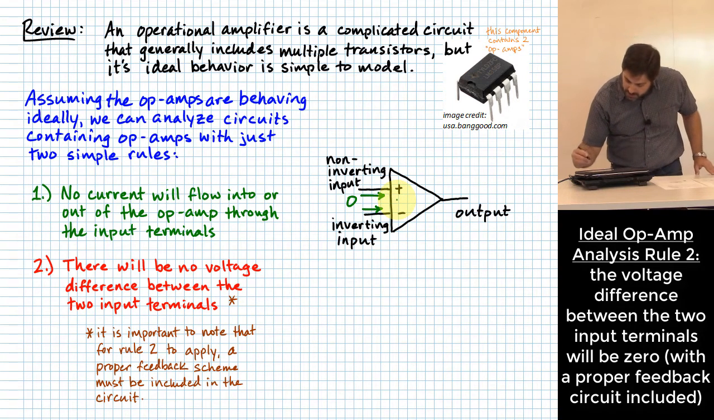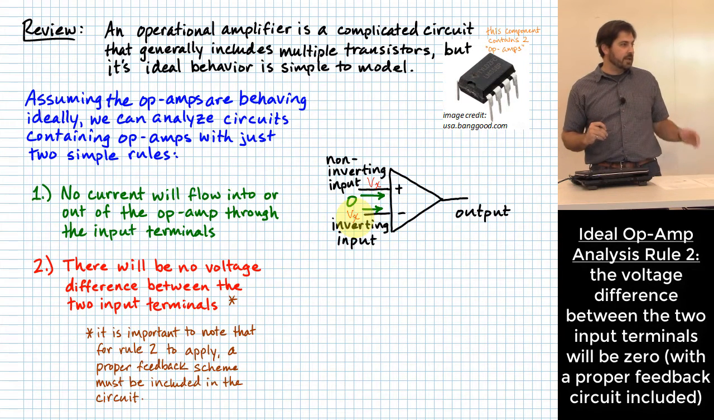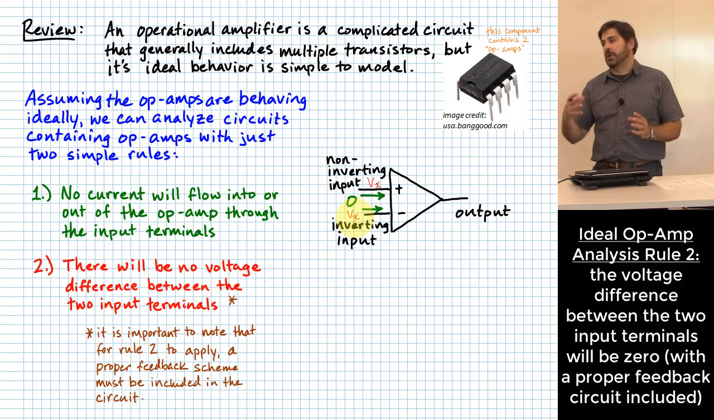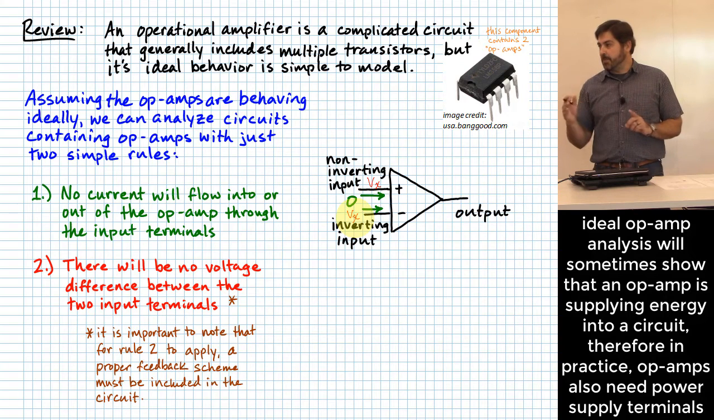Okay, so that means whatever voltage, if I'm going to label some voltage, say Vx on this terminal down here, the other terminal is also going to be at that same voltage, right? And kind of assuming here some voltage relative, say, to a ground voltage or something like that. All right, so those are the two big rules that we're going to use to analyze op-amp circuits.